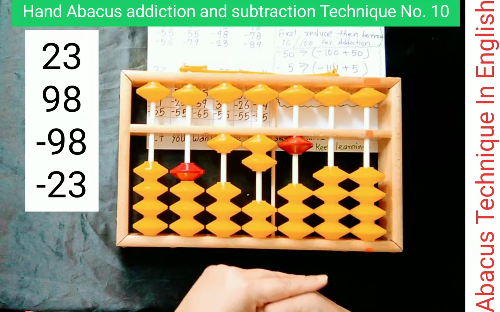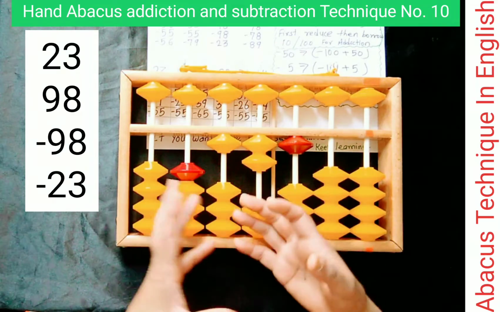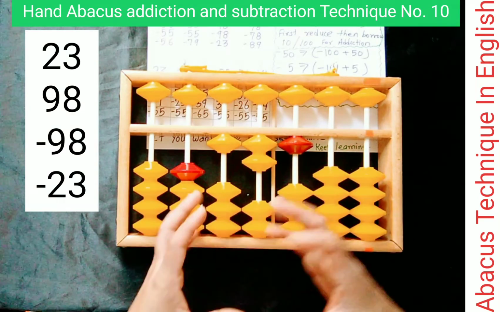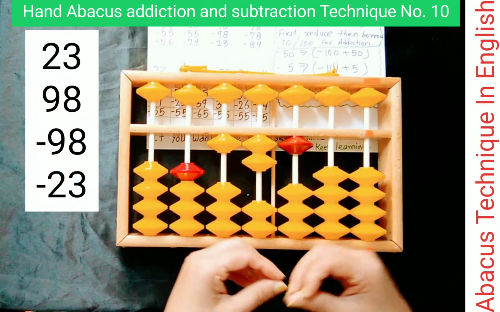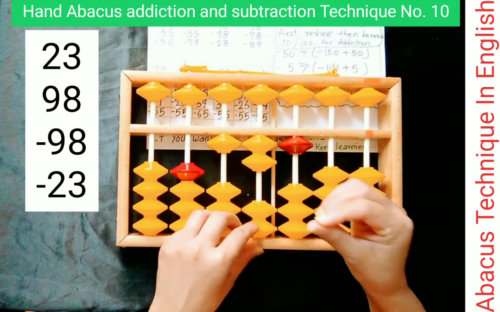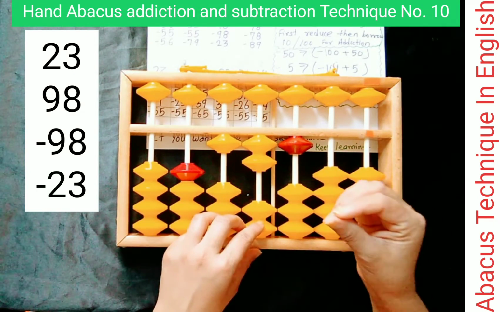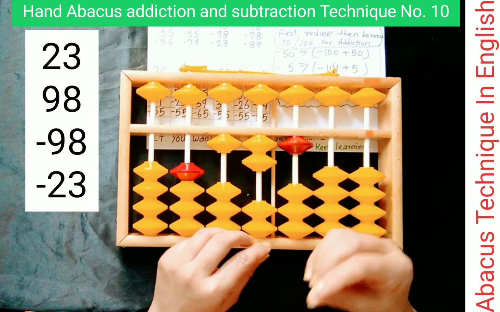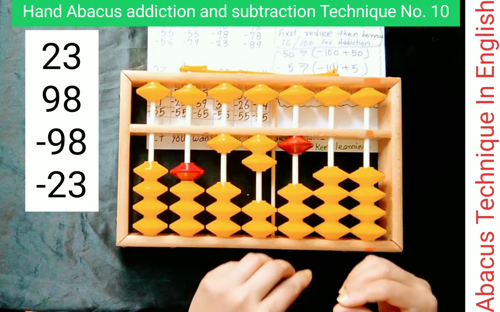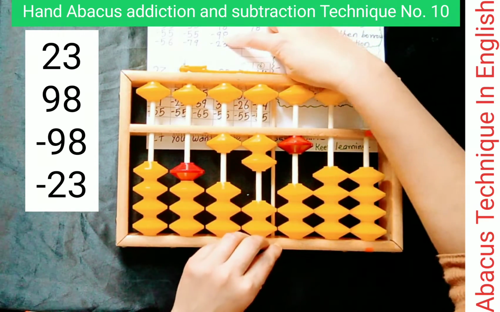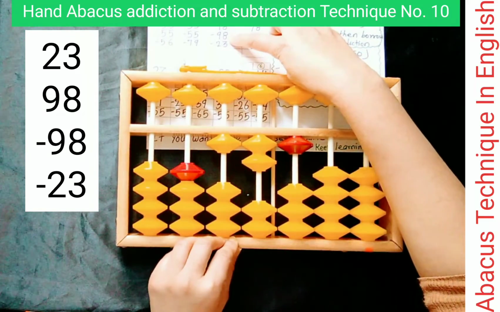If you still don't know how to borrow 10 or how to borrow 5 for subtraction and addition, you have to watch my episode to be cleared, and the link is in the description box. Please check that. And next is reduce 98.